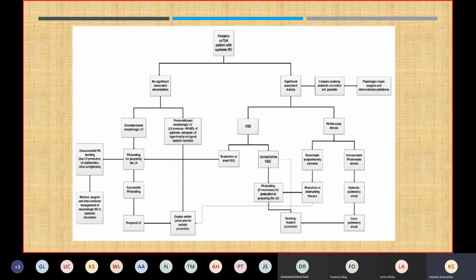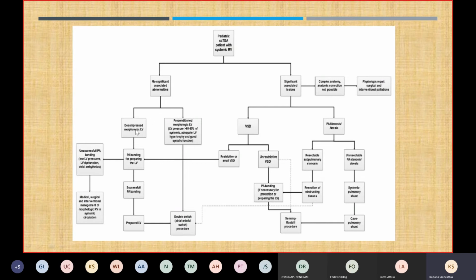Now, this picture is just to represent what can be done with ccTGA. This is for a pediatric patient. I'm not mentioning adolescent and adult patients with ccTGA. If a pediatric patient presents with ccTGA and no significant anomalies, and has a good preconditioned left ventricle, you can still go for a double switch. If it's presenting early in age and we are deciding on a double switch operation, go for an early double switch operation if you are experienced and confident about doing a good double switch operation.